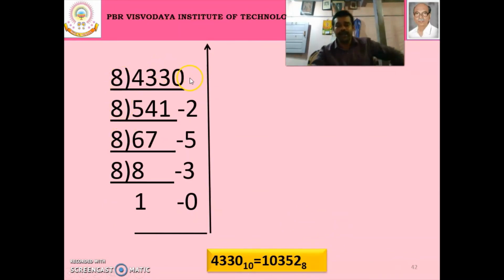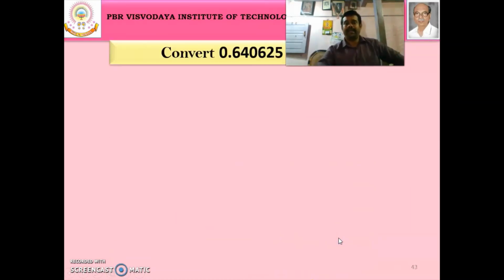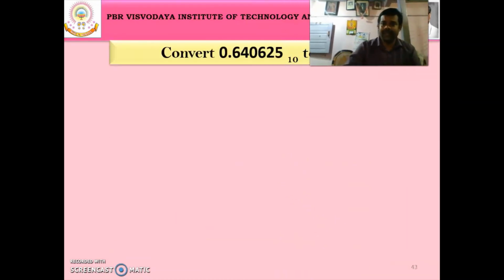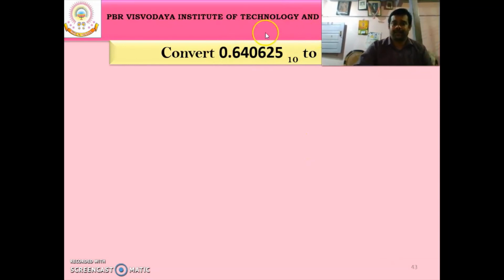So here what you are doing is you are continuously dividing the number by 8, and you are recording the remainders. After that, in reverse you are writing the remainders, and this is nothing but the answer. Now next, here fraction. So how to convert this?